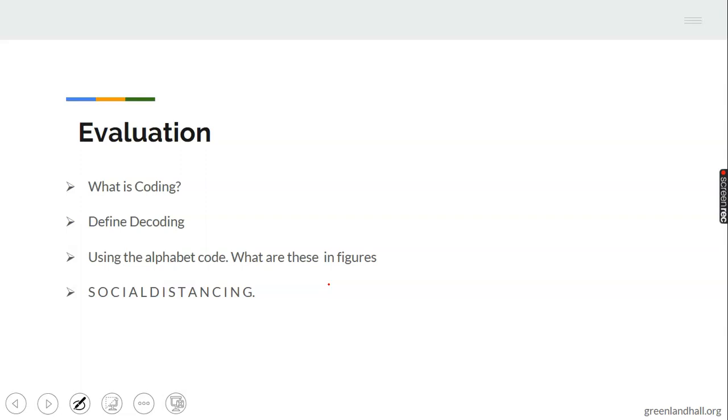Then using the alphabet codes, that's A to Z, what are these figures? Social distancing. Using the alphabet figures A to Z, what is S, O, C, I, A, L, then D, I, S, T, A, N, C, I, N, G? What will it give you?